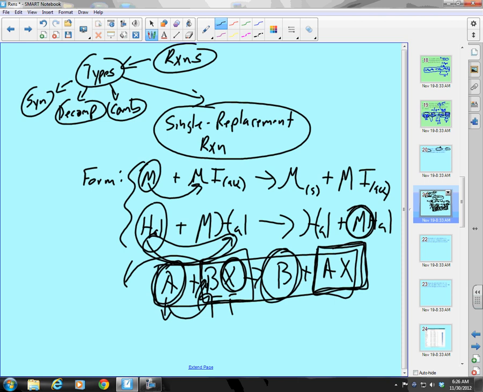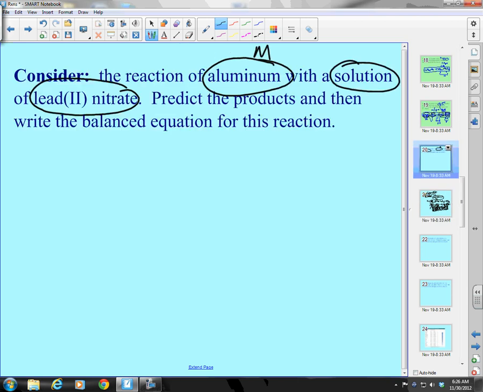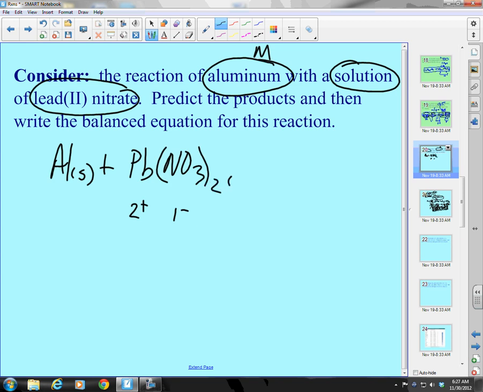Now, let us take a look at this one. What do we have going on here? I have aluminum, solid, and it is reacting with lead 2. Lead 2, that means what? Its charge is plus 2. Nitrate. Nitrate is a 1 minus. That means I need 2 of these. It is a solution, so it's aqueous. Now, what's going to happen?